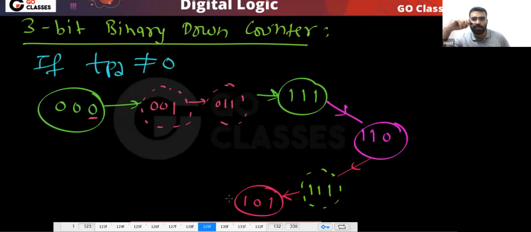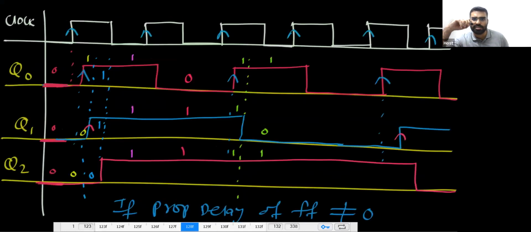Similarly, after this 111, where should you go? You should go to 100. Will there be any transient state? No, only one bit is changing, so no transient state. Can you verify from the transition diagram? Yes, you can verify. There is no transient state from 101 to 100.